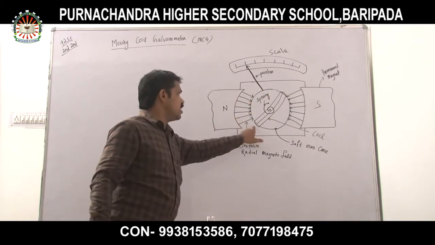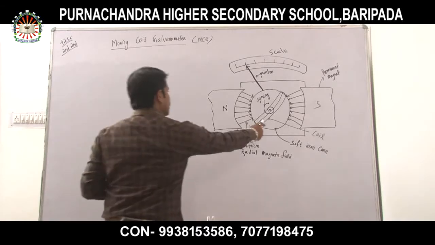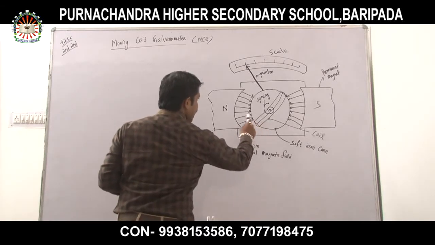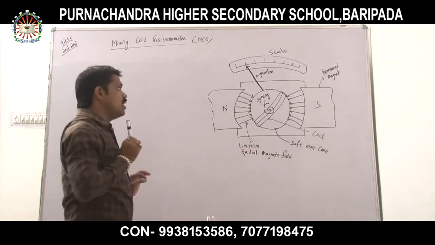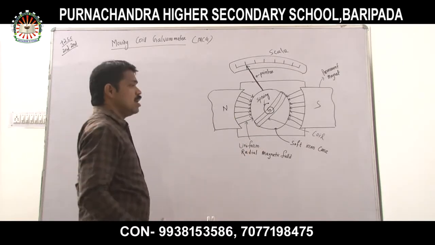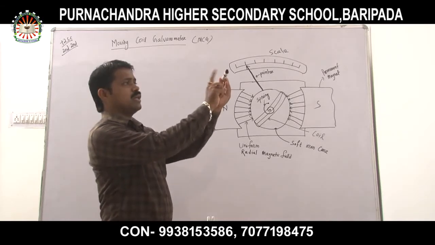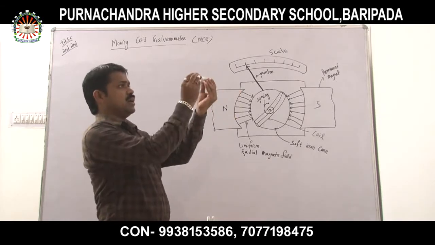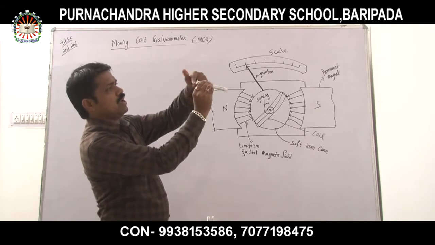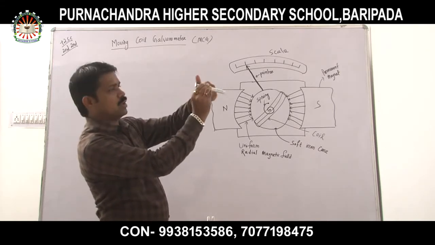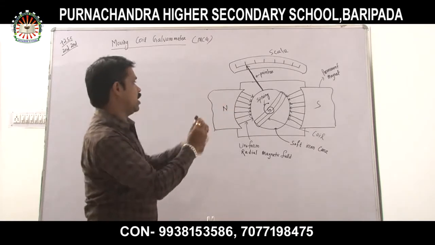So this is a cylindrical core which is made up of soft iron, and on the cylindrical core a coil is wound over it. Which type of coil? A rectangular coil. Suppose this is the cylinder, and from this side we wind a coil on it. Okay, this is the view. Understood, all of you? Okay.